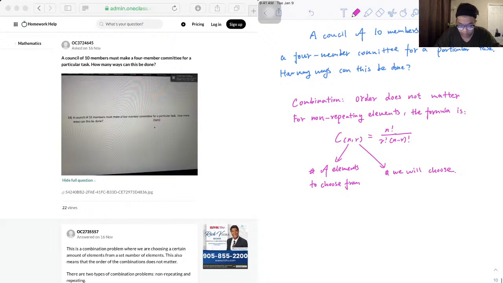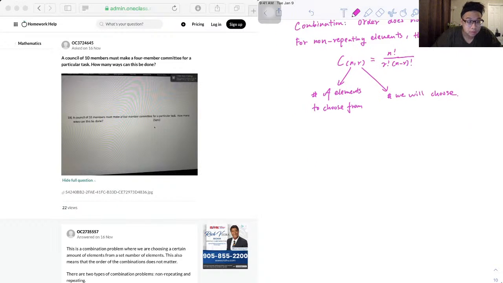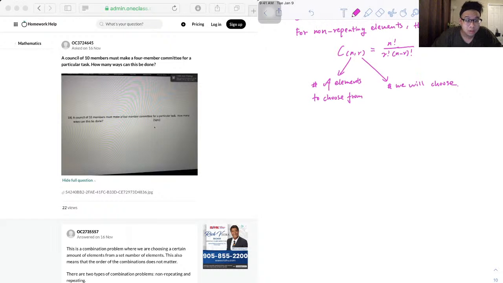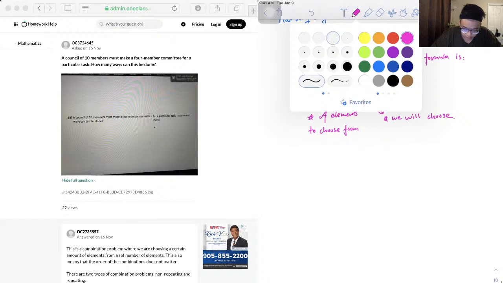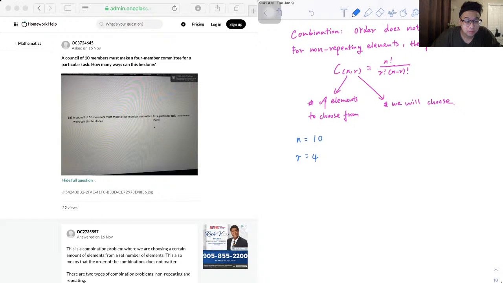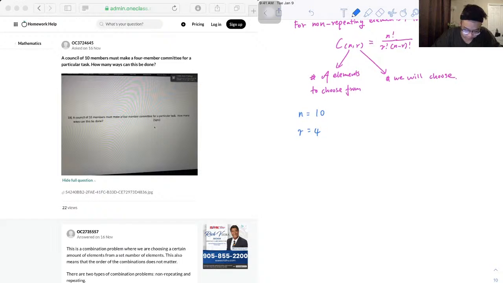So here we know that a council of 10 members will be the non-repeating elements. So let's solve the question. It states that we need to make a 4-member committee out of 10 members. In other words, we need to choose 4 people from 10 people, right? So in this case, our n will be 10, and our r is 4. Let's put that into the formula.